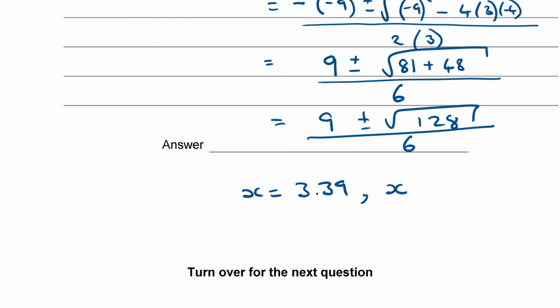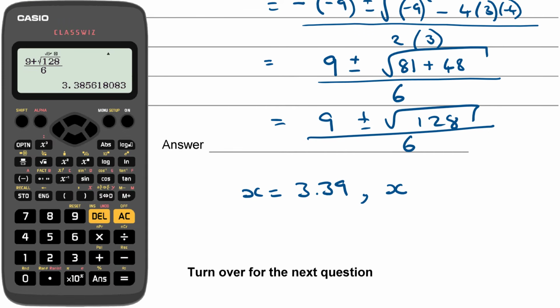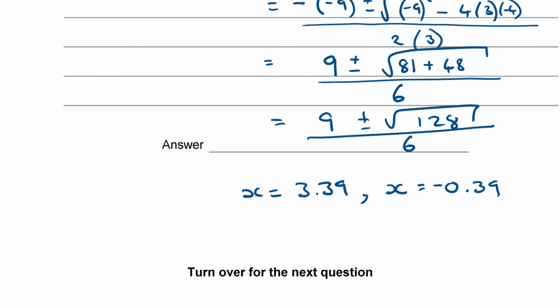The second value I'm going to get, instead of adding, I'm going to subtract. So I'm just going to press the back button so I can go back to the previous calculation. I'll go through and change that plus to a minus and press enter again. That's going to give me a second solution of x equals negative 0.39 rounded off. Okay, that's my second solution. All done.